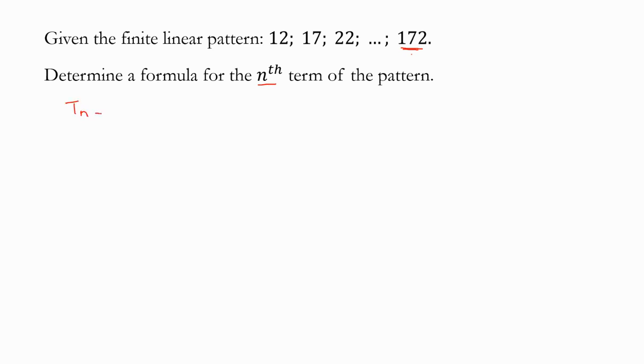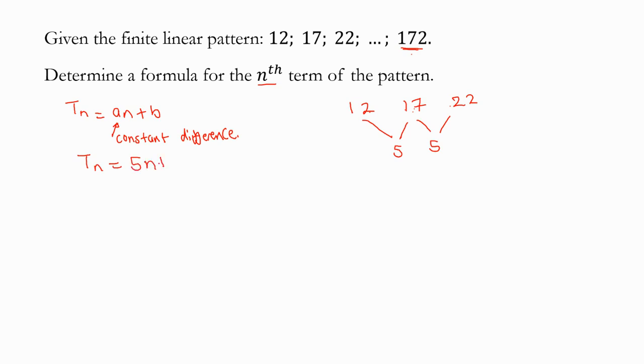Tn is equal to an plus b, where a is the constant difference. So we have to find the constant difference here. So it's 12, 17, 22. Right, so what is the difference? 17 minus 12 is 5. It is term 2 minus term 1. Term 3 minus term 2. Right, and then 22 minus 17 is 5. So the constant difference is 5. So we say Tn is equal to 5n plus b.